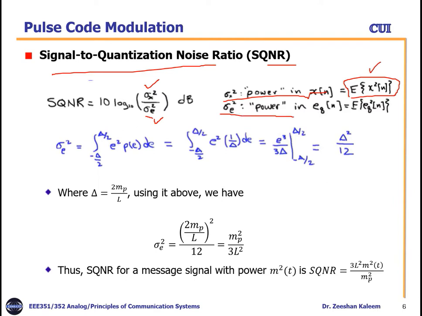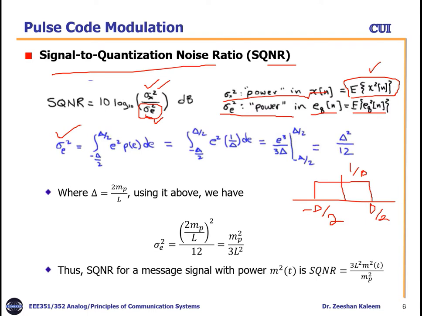The noise here is the quantization noise eq[n], so the expectation of eq squared[n]. We usually have the signal power given, so to find sigma squared e, we use this equation. How? Because in the previous slide we noticed that the error signal is uniformly distributed between minus delta by 2 and delta by 2. Uniform means the amplitude is the same, and the amplitude is 1 over delta.